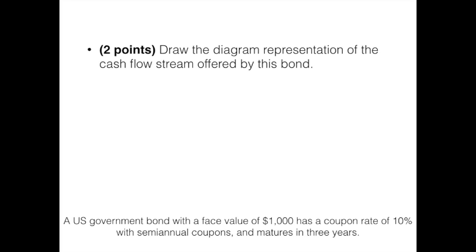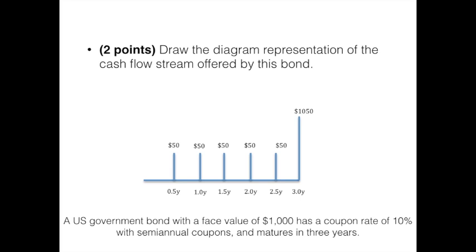The coupon is 10%. They are paid semi-annually, which means that 10% of 1,000 is 100. So half of this amount you receive every 6 months. So your coupons will be $50, and the final payment will be the face value plus the last coupon. Okay, this is the first part of the problem.